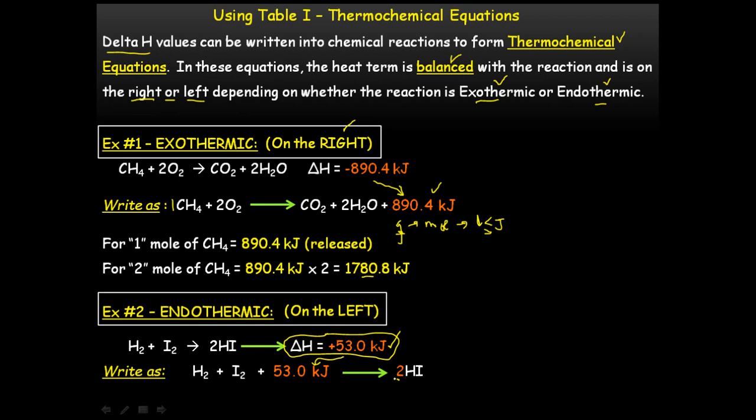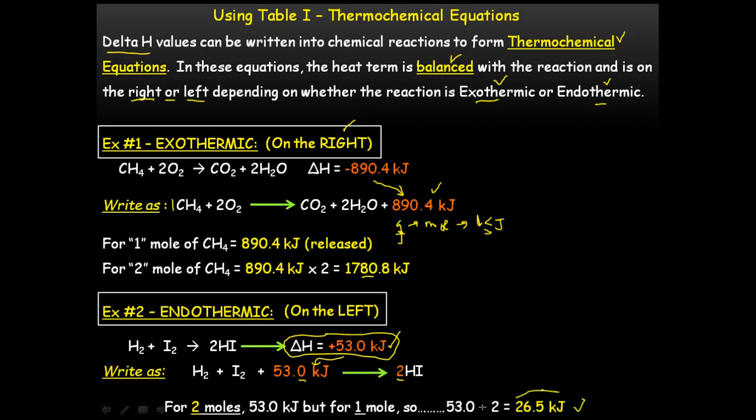But this is going to make 2HI. So the 53 is already for the 2. So if I wanted 2 moles, then I would use the 53. But if I only wanted 1 mole of HI, then I would have to cut the 53 in half. So that would be 26.5 kilojoules for 1 mole. That would be per mole. So it's really kind of easy. It's just a matter of going through it.